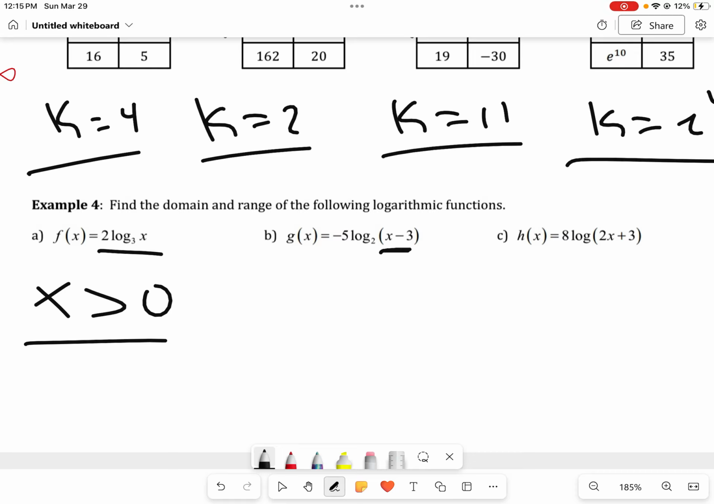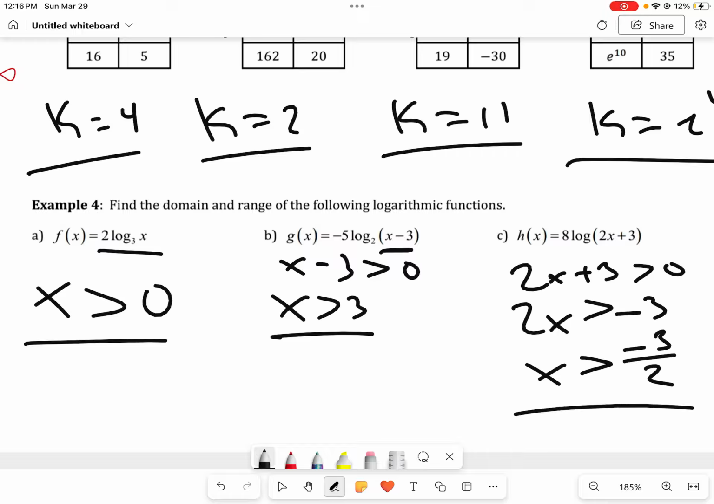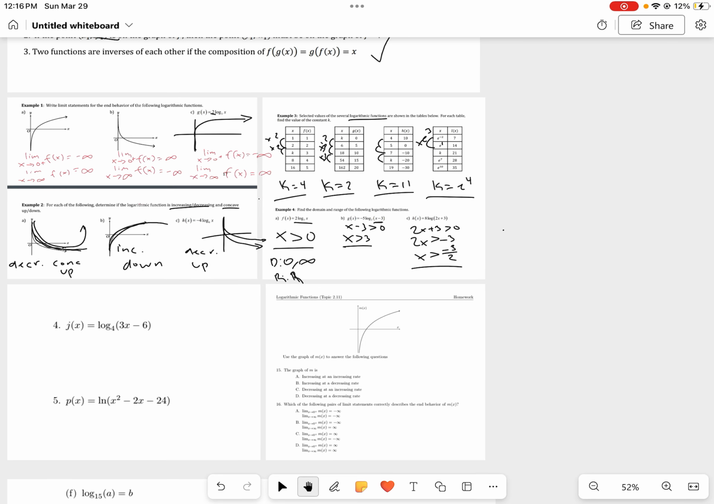This one right here is different, x minus 3, so you always want to set it up as an equation. It's supposed to be greater than 0, or in other words, just x is greater than 3. Right here, 2x plus 3, like I said, greater than 0. You just want to subtract 3. That's just going to be x is greater than negative 3 over 2. So you should know how to write the domain. For this one, it's obviously going to be 0 to infinity. That's the domain. Range is always going to be all real numbers, but I'm not going to write it for the other two because it doesn't really specify that.